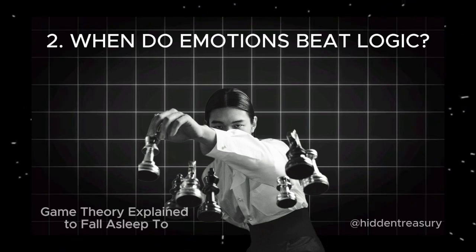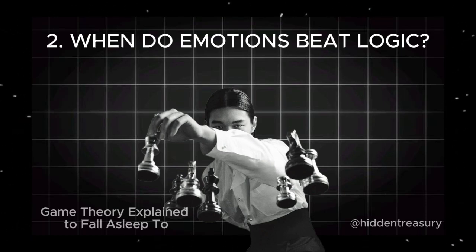A simple example is the offer reject scenario often used in studies. One person is given a sum of money and asked to share a portion with someone else. If the second person accepts, both keep the money. If they reject it, no one gets anything. You'd expect people to accept even a small share. After all, some money is better than none. But that's not what usually happens. If the offer feels unfair, many reject it out of frustration. The logic is clear, but the emotion is stronger.